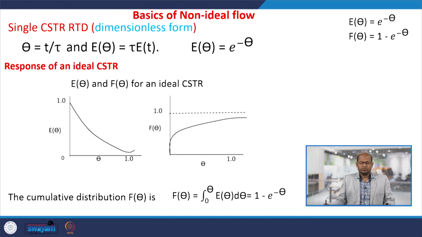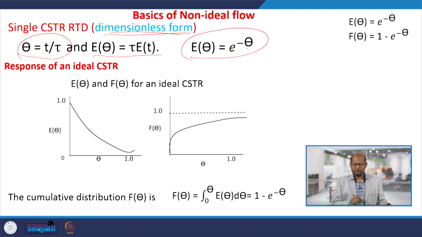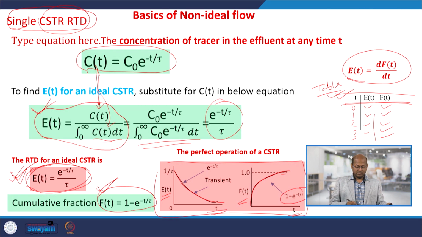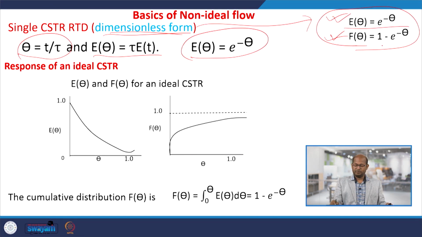Now we can express the same things in dimensionless forms. Theta equals t by tau, E(theta) equals tau into E(t), or E(theta) equals e to the minus theta. So E(t) and F(t) we can express in dimensionless forms, E(theta) and F(theta). Similarly, here we developed E(t) against t and F(t) against t; in dimensionless forms also we can develop E(theta) curves and F(theta) curves.